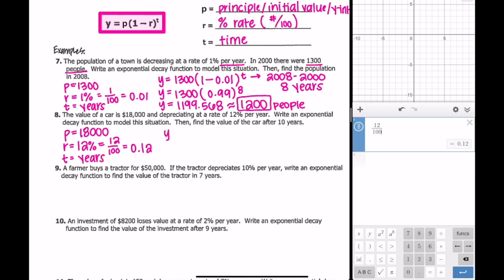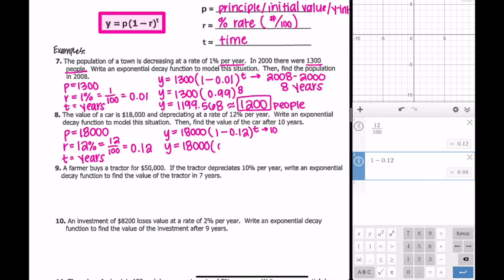All right, so Y equals P times 1 minus 0.12 raised to the power T. So we want to know the value of this car after 10 years. If we simplify this equation a little bit, 1 minus 0.12 is 0.88.